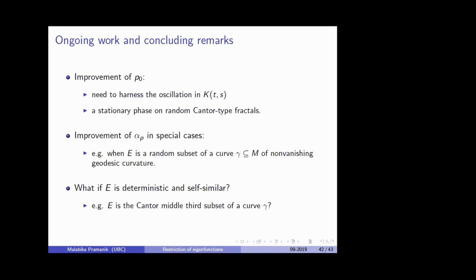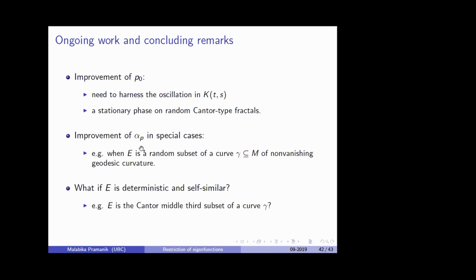So let me leave you with a few open questions. We are working on obtaining optimal estimates for low p, in other words, improving the value of p naught. And this requires harnessing the oscillation inherent in the kernel, something that we have completely ignored in the current analysis.